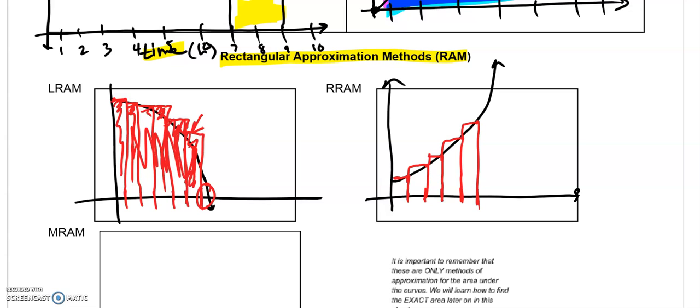So if it's increasing, the right rectangles are going to be the overestimates, and the right rectangles for a decreasing function are going to be the underestimates because they're going to hit all under the curve. So then you would find the area of each one of these to find the upper limit approximation.